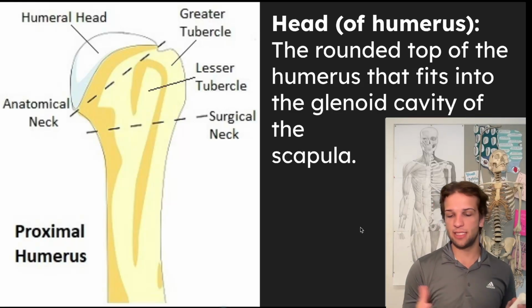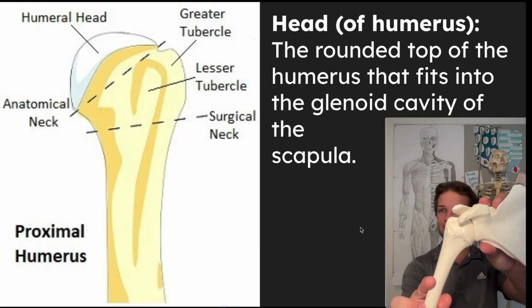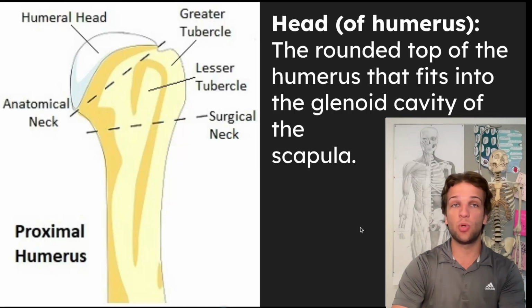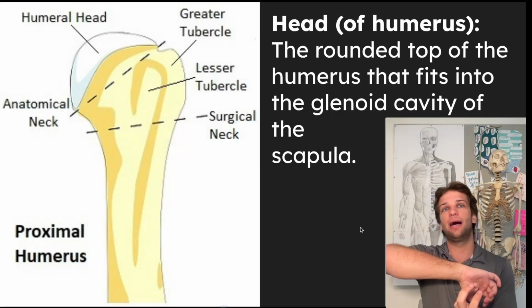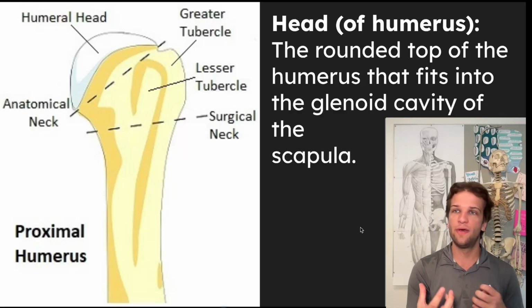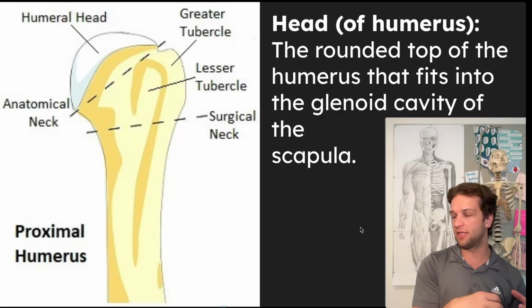First is obviously going to be the head. The head is the part that actually slots into the glenoid cavity. It's what actually allows for that connection. The head has a coating of articular cartilage, so that movement is really smooth. But that head is actually the thing that sticks out to allow it to fit into the glenoid cavity.